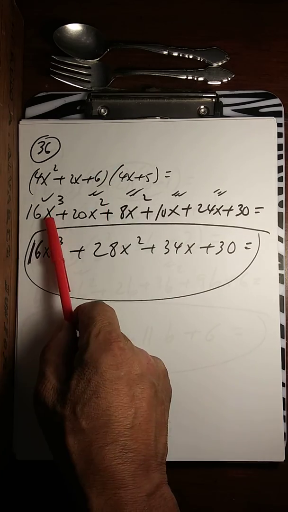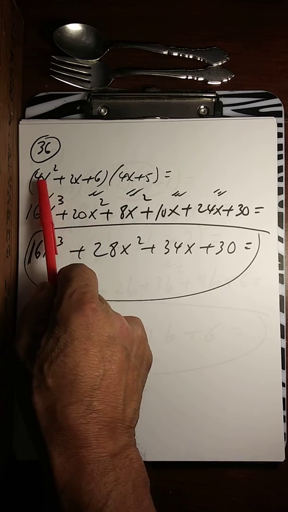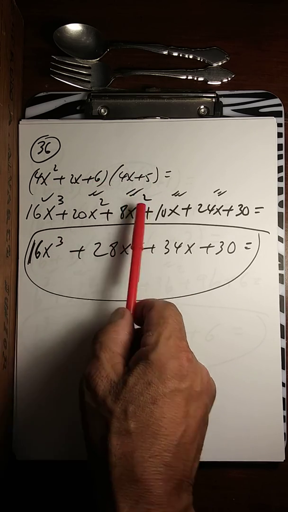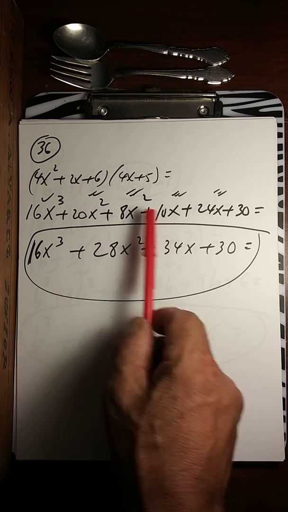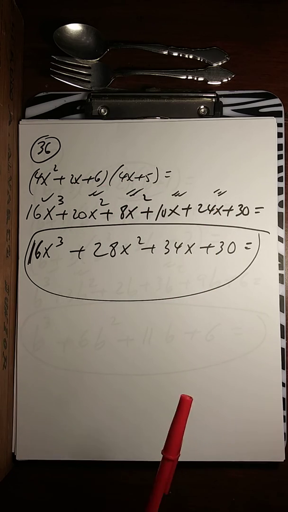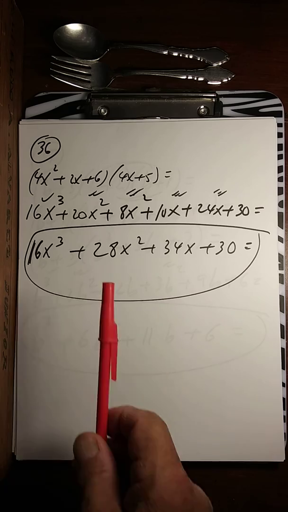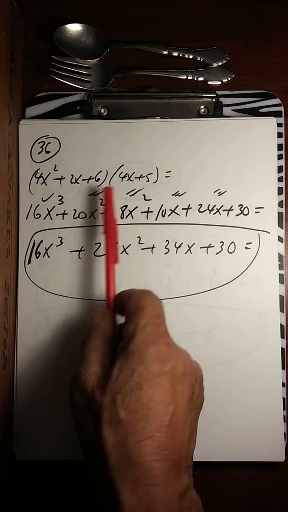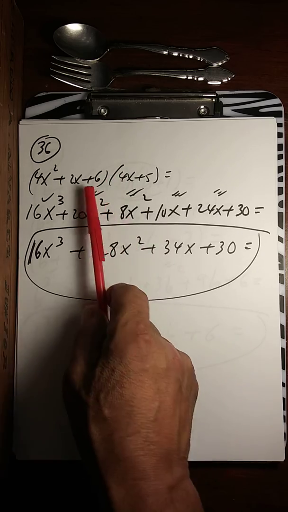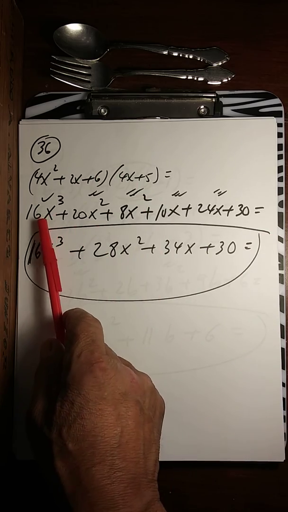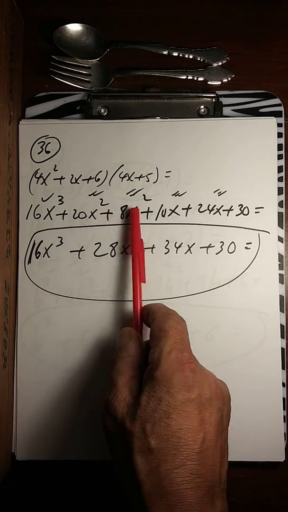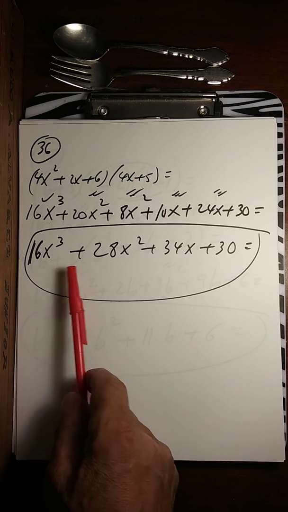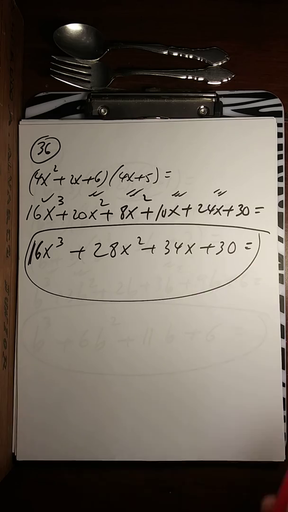First and the first is this one. First and the second is that one. First and the last is that. So now, this times that one. This times that one. So now we have, okay, we're done. Did all these, and all these, and all these. Okay, so now, 16x cubed, squares and squares, and x's and x's, and then numbers. So 16x cubed, 28x squared, 34x plus 30.